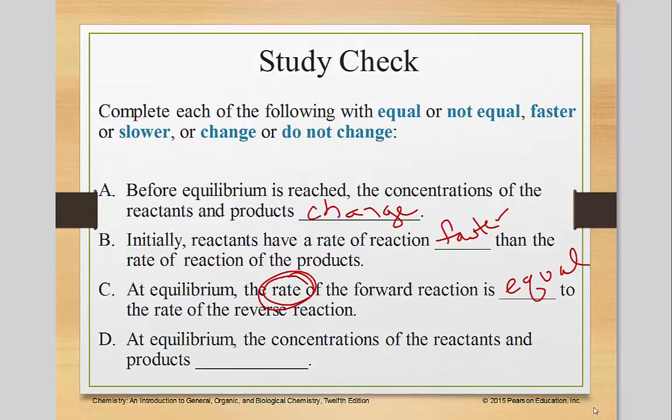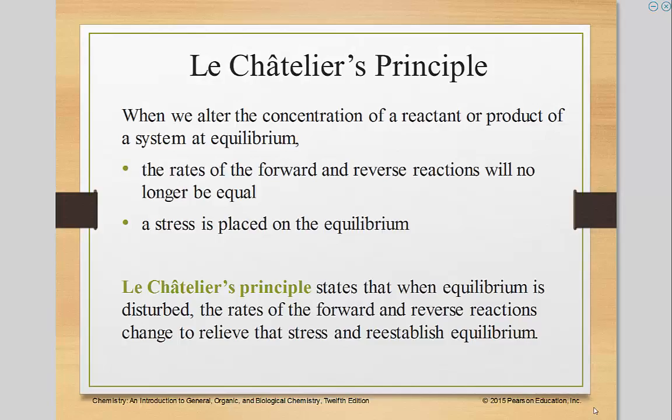At equilibrium, the concentrations of the reactants and the products are not equal. So we're looking at concentrations here, and they are not going to be equal. It's the rate that is equal. This brings us to Le Chatelier's principle.